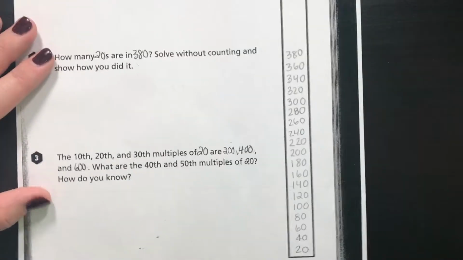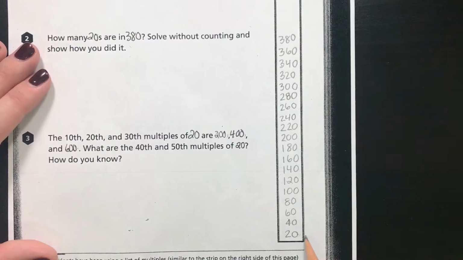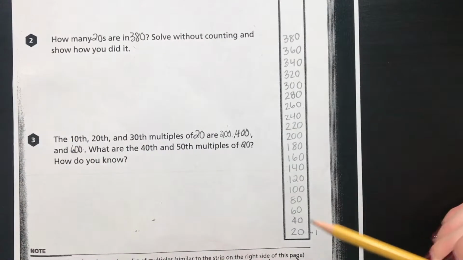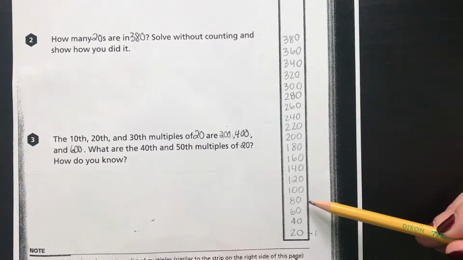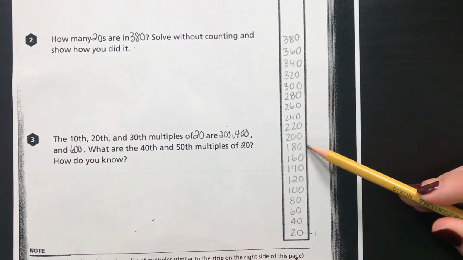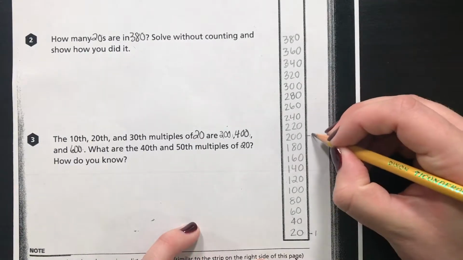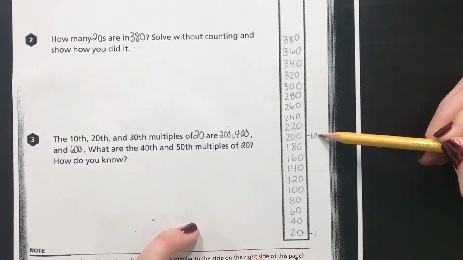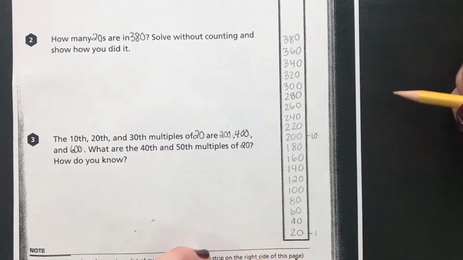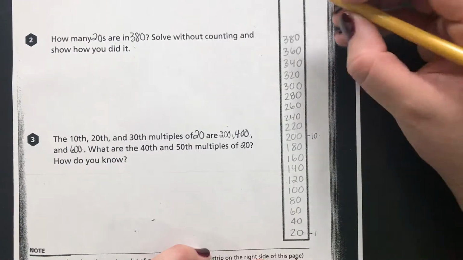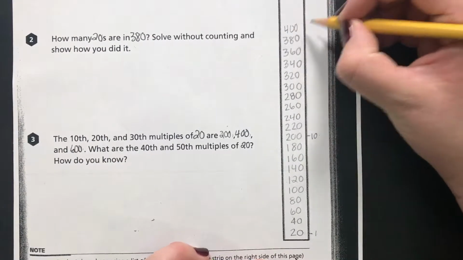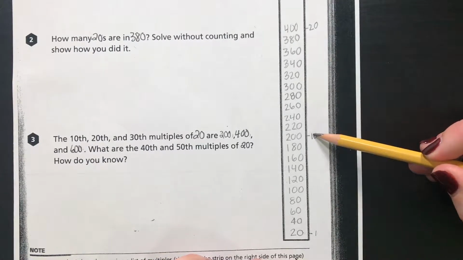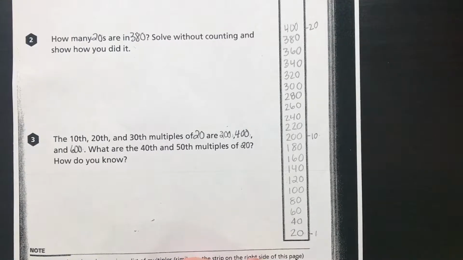So I want to mark my benchmarks in my multiple tower. So this is obviously the multiple of 1, and then I want to count up to 10. So 1, 2, 3, 4, 5, 6, 7, 8, 9, 10. 200 is the 10th multiple of 20. And if 200 is the 10th multiple of 20, then 400 would be the 20th multiple of 20. So we don't actually get all the way up to that, but I'm going to mark 400 just to remind myself that that is the 20th multiple. So this is like the halfway point, and this goes up to the 20th multiple.